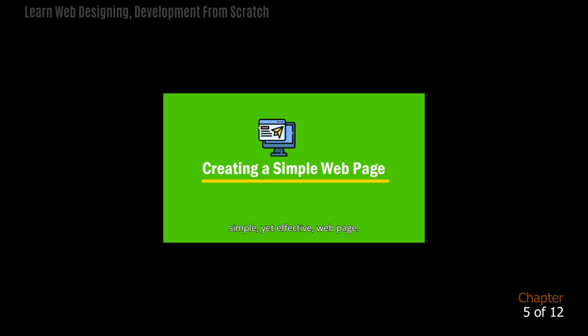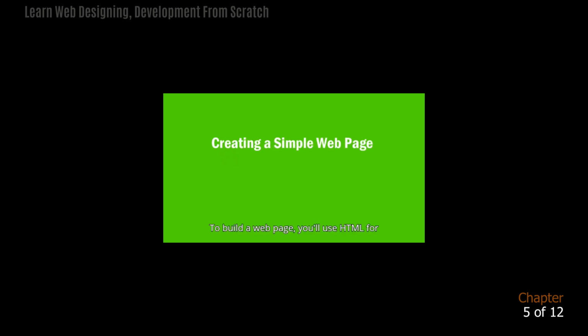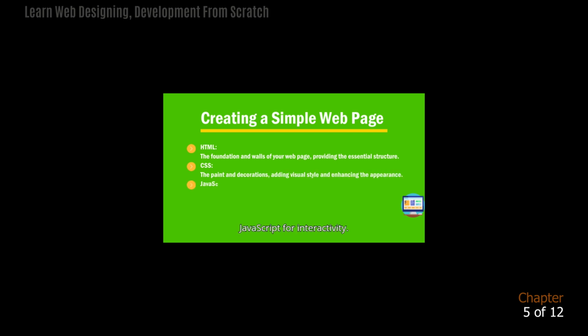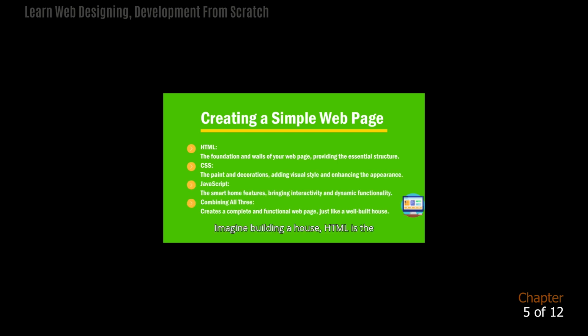To build a web page, you'll use HTML for structure, CSS for styling, and JavaScript for interactivity. Imagine building a house. HTML is the foundation and walls, CSS is the paint and decorations, and JavaScript is the smart home features like lights that turn on automatically. Combining all three lets you create a complete and functional web page.